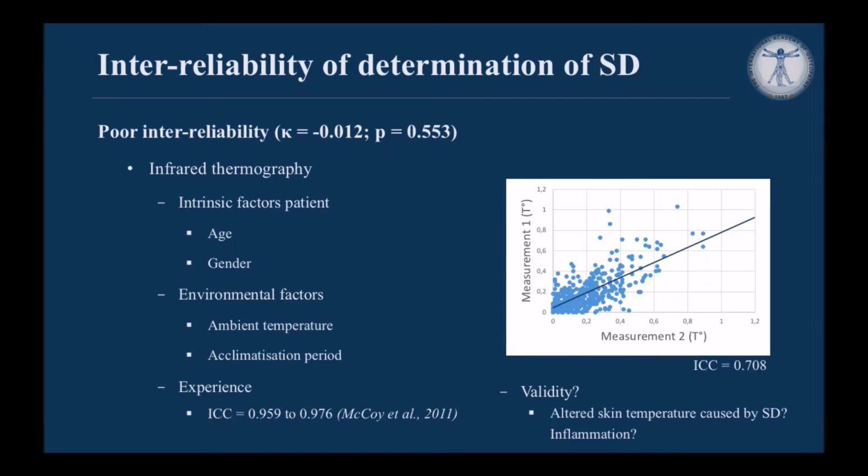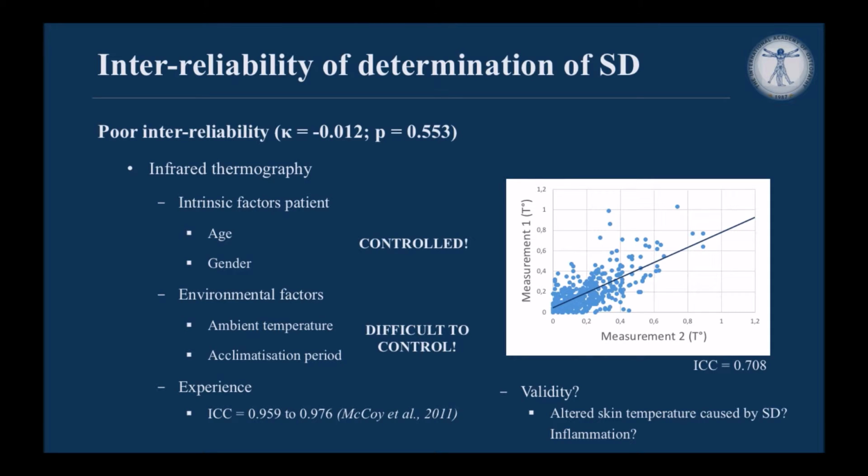The poor interreliability of the determination of somatic dysfunction in the thoracic spine between infrared thermography and manual tests is possibly due to limitations of the thermographic device. The intrinsic factors of the subjects were controlled, because the age of the subjects was relatively constant and gender was equally distributed. Environmental factors were difficult to control.